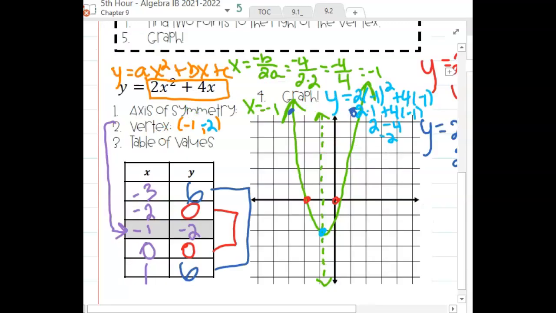I want to recap what we talked about yesterday. We talked about all of this yesterday, but whenever you did your homework, we stopped and just did the axis of symmetry and vertex. So let's remind ourselves of that.